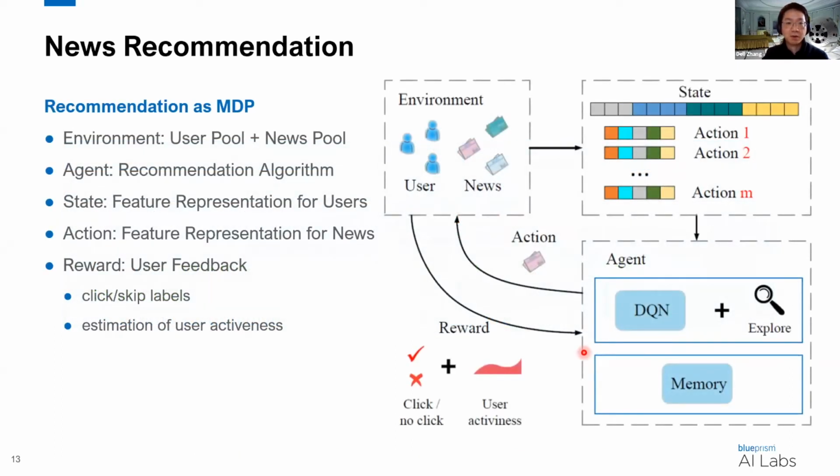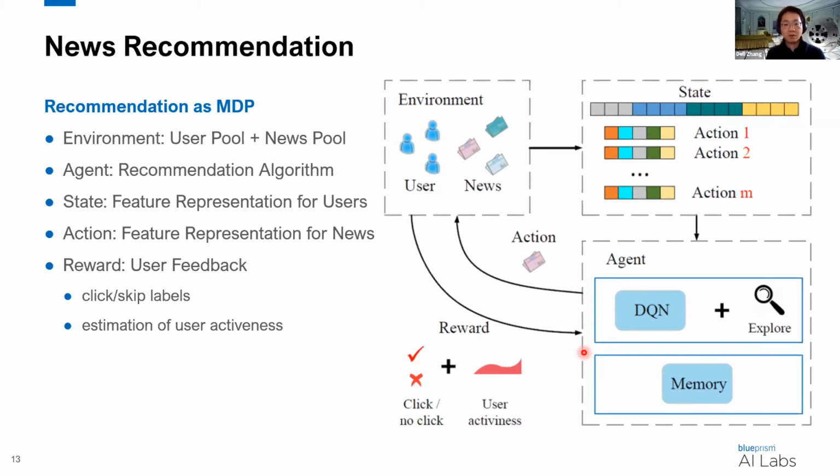So to formulate the problem of news recommendation as a Markov decision process, we consider the environment and the agent. The environment consists of the pool of users and also the pool of news items available for us to recommend. The agent is just the recommendation algorithm. The state would be the feature representations for users, and the actions are just the news items for us to choose as the items to be recommended for users. So we need to have these feature representations for news items, and for example, use a softmax function to determine which news items we should pick as the recommendation. And the reward would be the user's feedback.